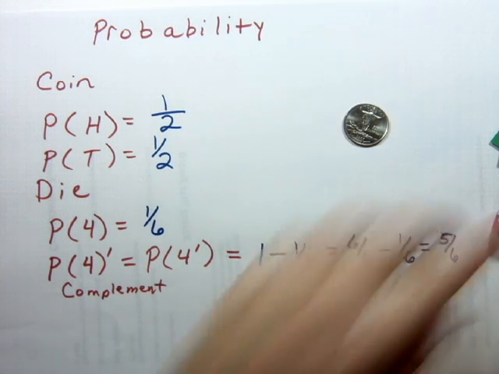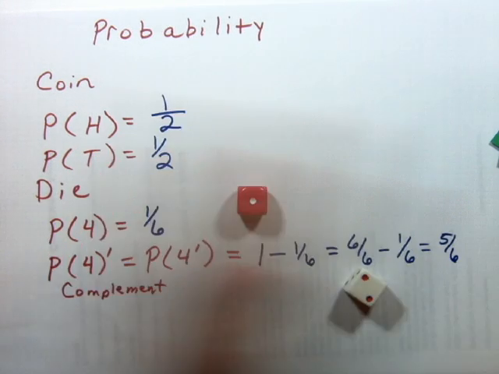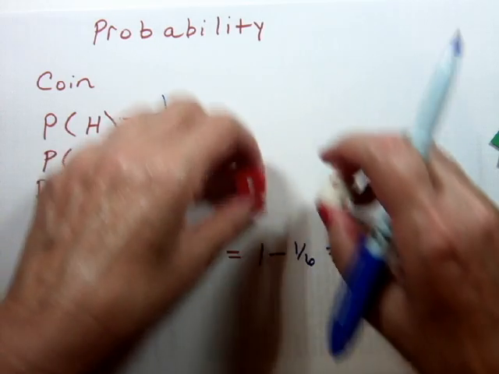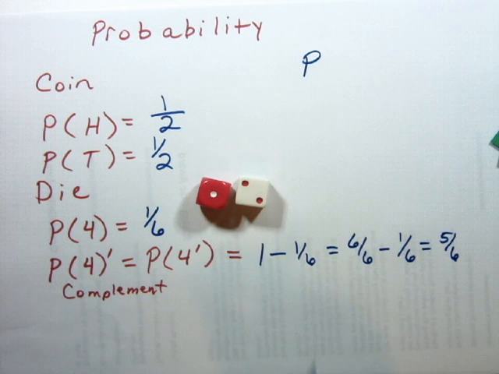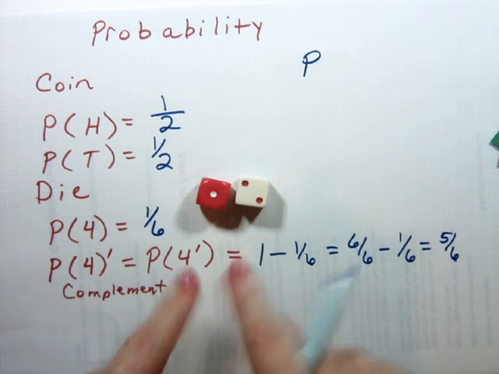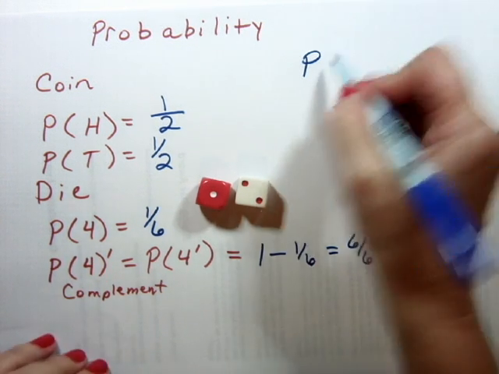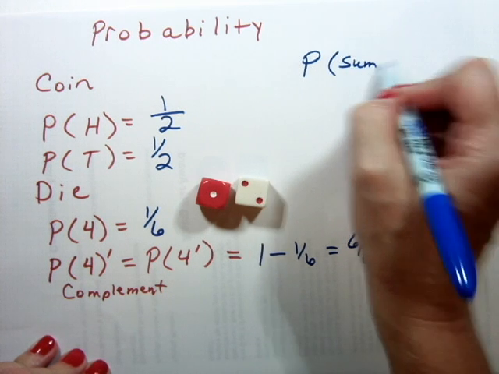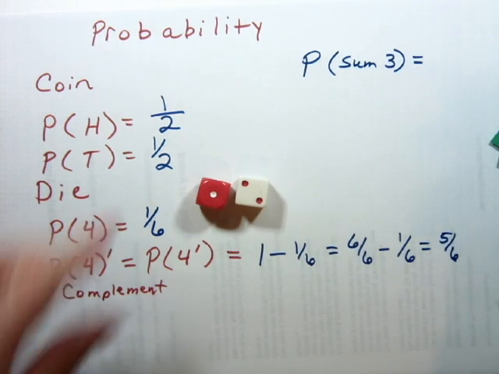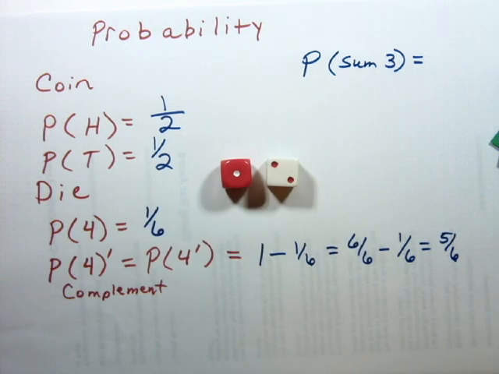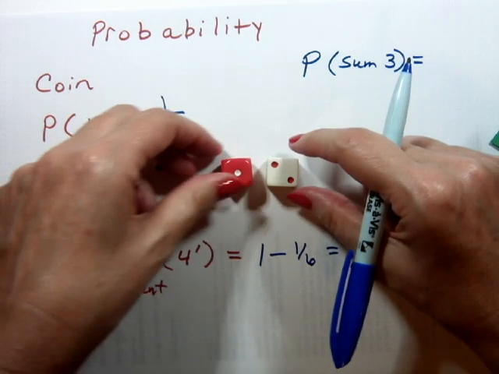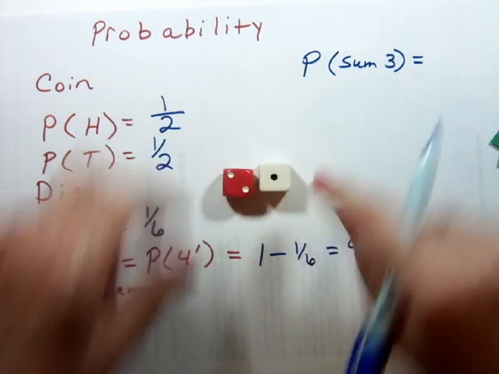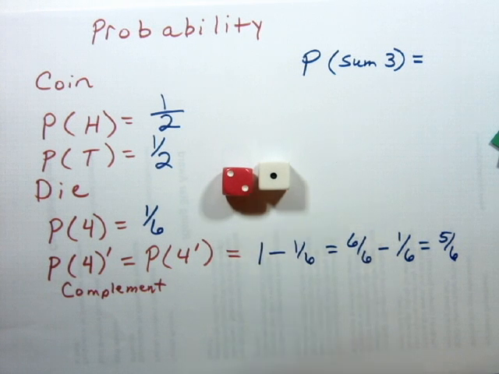Okay. Now I want to talk real quick about something that I'm not really going to do problems with, but I want to show you. If I ask you for the probability of rolling the sum of 3 on a pair of dice, I would say, how many ways can I get a 3? Well, I could get a 1 and a 2, but look at this. This is a different fall of the dice. I could get a 2 and a 1, and those are two completely different falls of the dice.